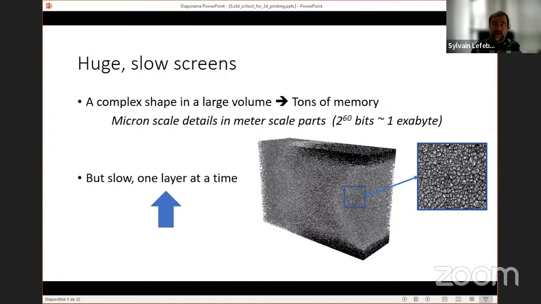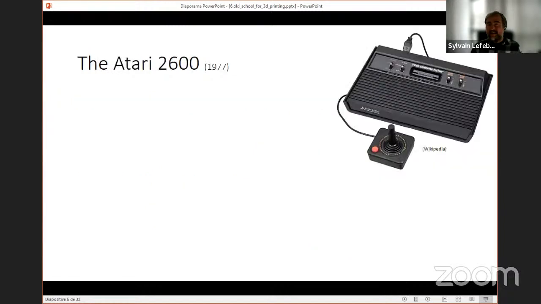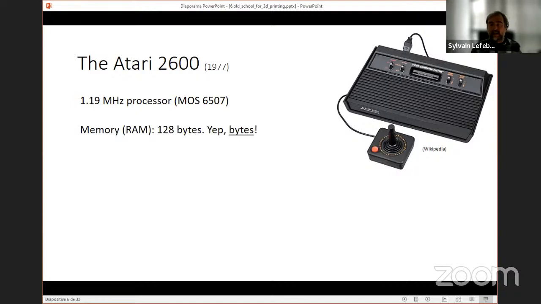And to understand why and how, let me tell you about the Atari 2600. This is a video game console, which was a big milestone in the history of video games, and that was released in 1977. It had a 1 megahertz processor, which back in the days was fairly reasonable. In fact, some other computers released a couple of years later, like the Commodore 64, had a similar processor. But then it had only 128 bytes of memory, right?